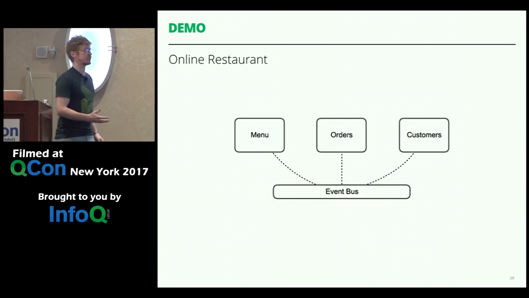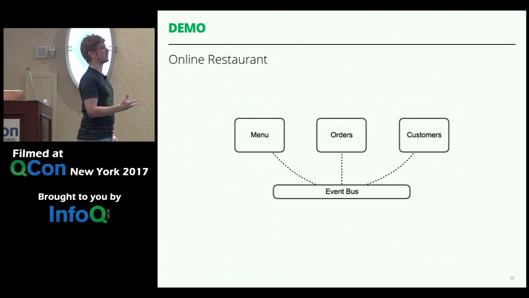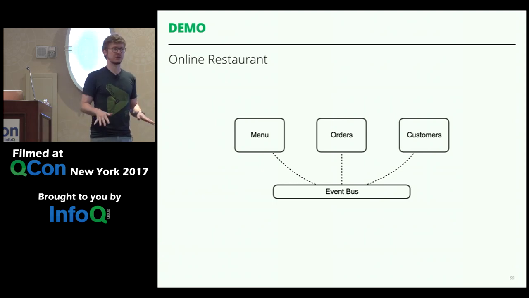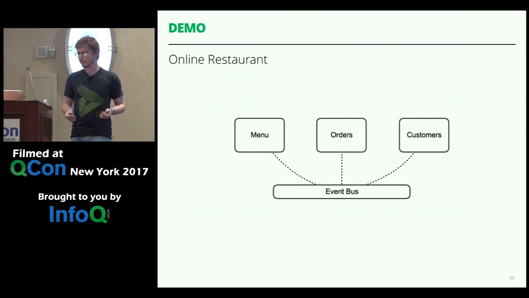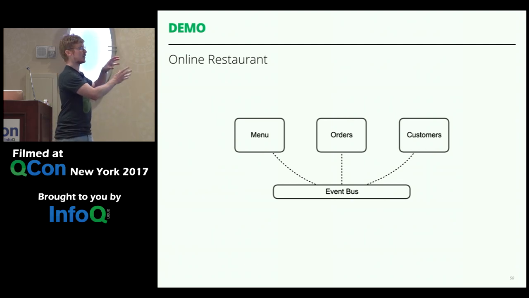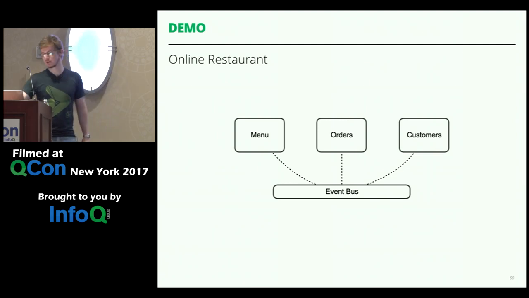We still have the three services from the original example, menu, orders, and customers. They don't communicate with each other directly anymore. Now they do it through the event bus. And they are identical internally. They are all secure REST applications.